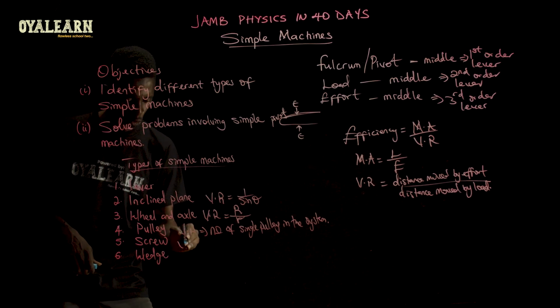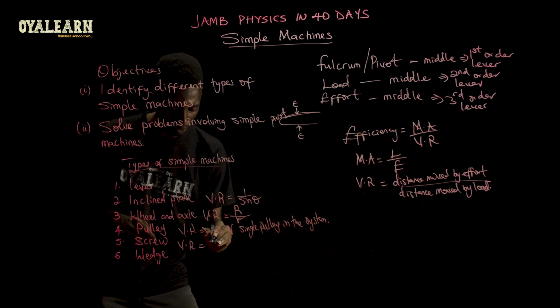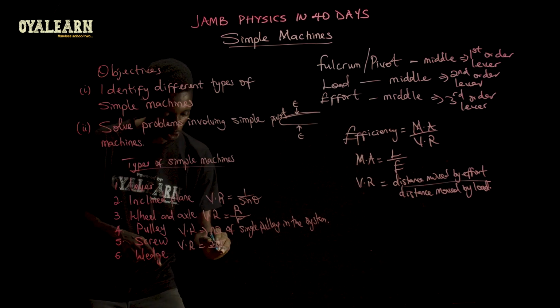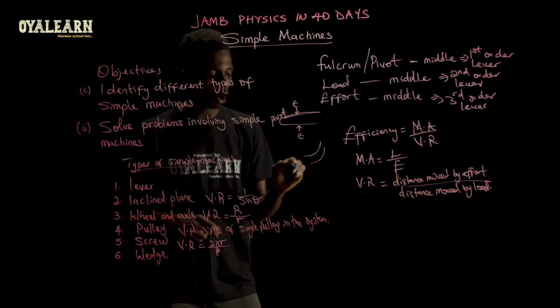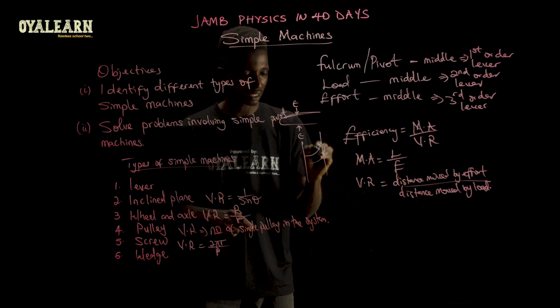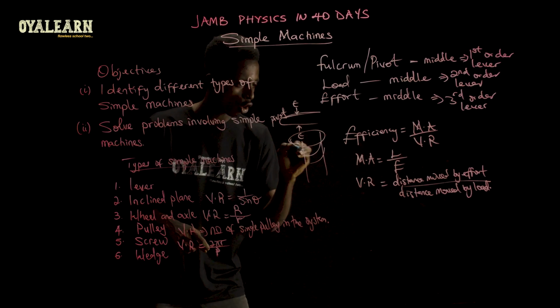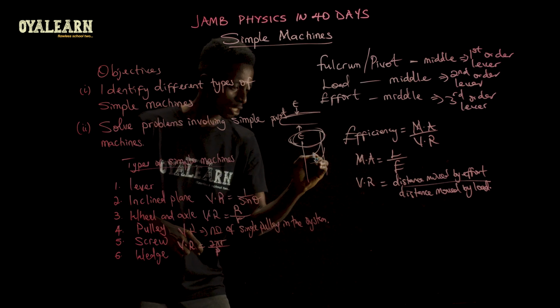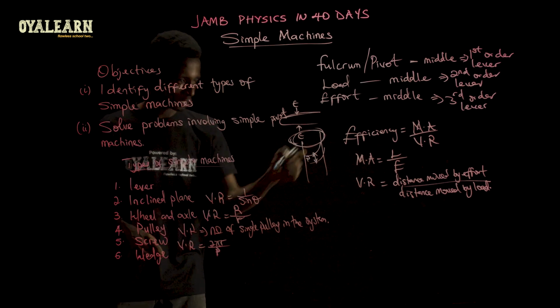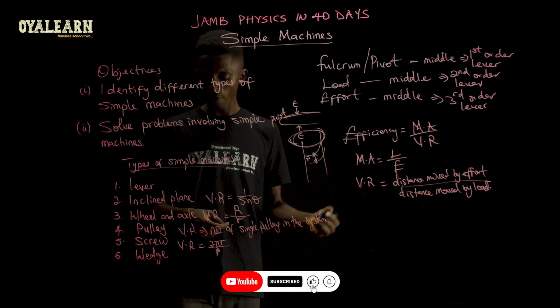Then in the case of screws, the velocity ratio is given as the circumference, that is 2 pi r, over the pitch length. That is the length between the individual grooves of a screw. If this is a screw, for example, you find the circumference of this head here, and then the distance between the grooves is what we call the pitch. So circumference over pitch is how we find the velocity ratio of a screw.